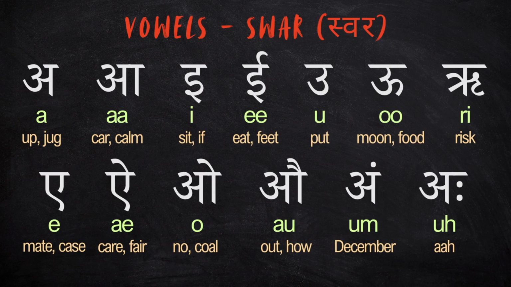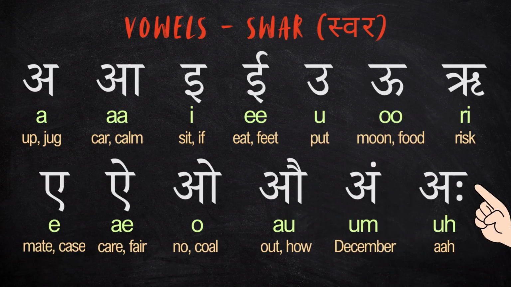Now let's first see how to read these vowels. We have 13 swars in Hindi. A, I, U, Ri, A, I, O, Au.